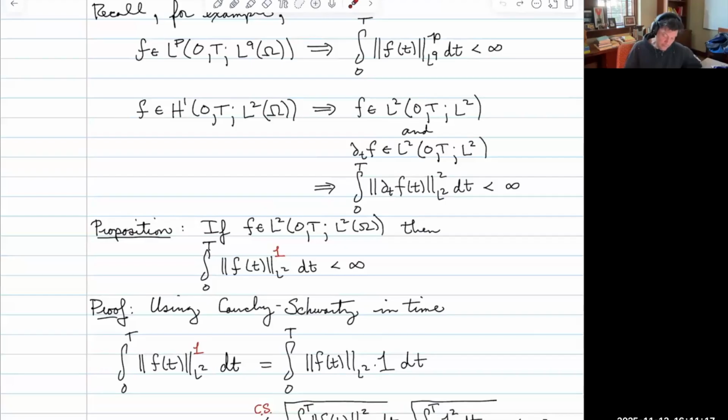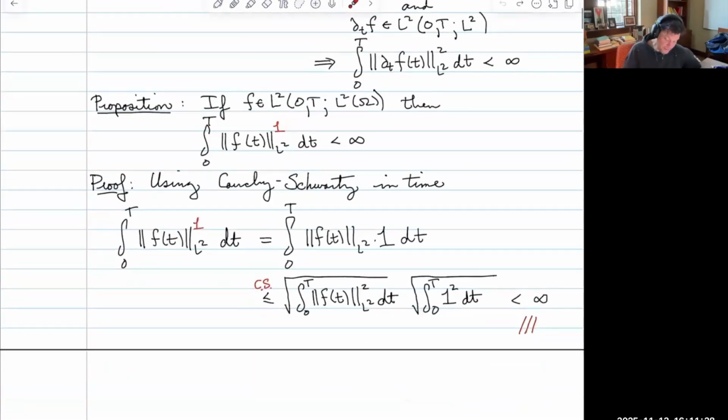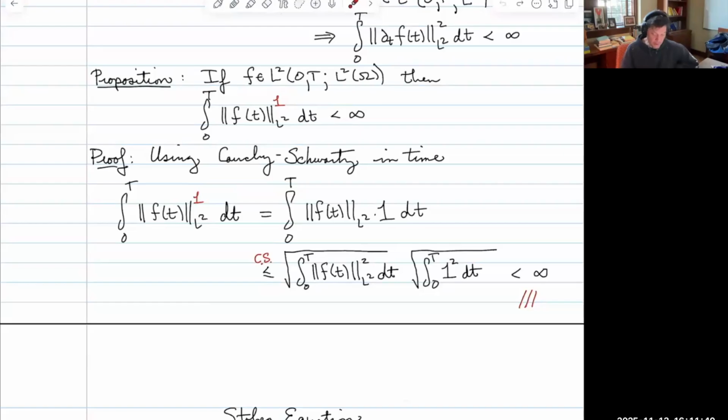Well, in particular, if we know that this is in L^2, L^2, then we know that this integral is finite with the 2 there, with the square. But we also know that the integral with a 1 here, power 1 on this norm, is also finite. And let me show you why this is true. It's just a simple application of the Cauchy-Schwarz inequality. So we want to show that this object here is finite. How do we do that?